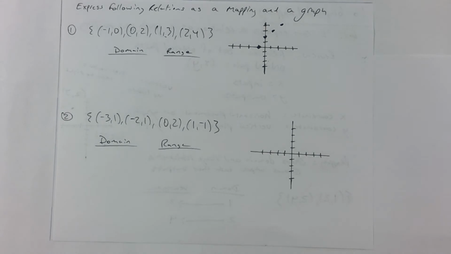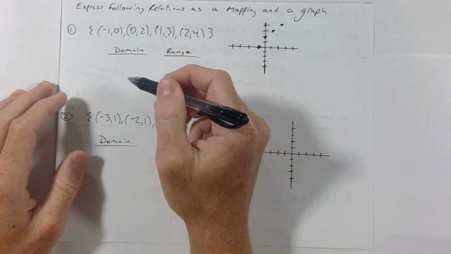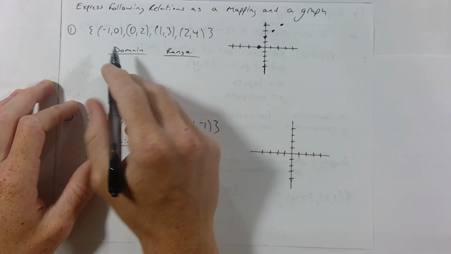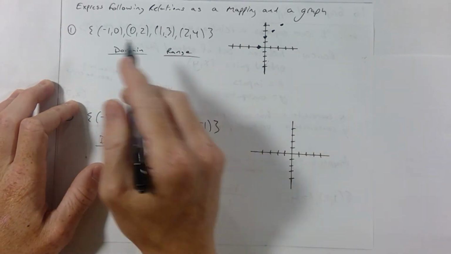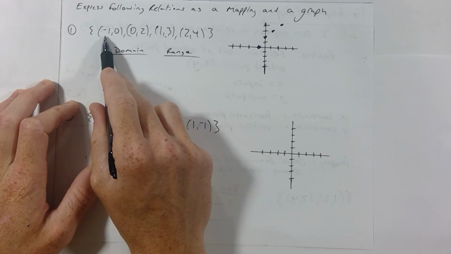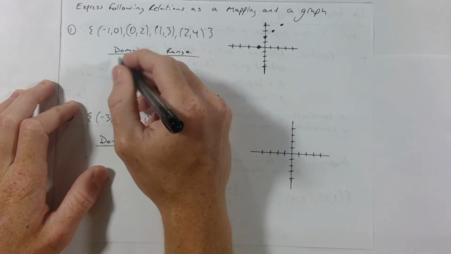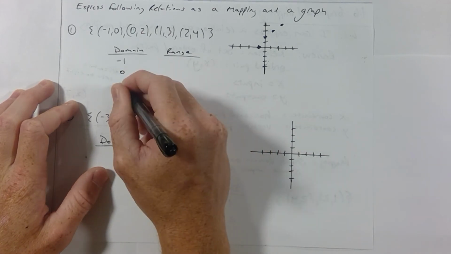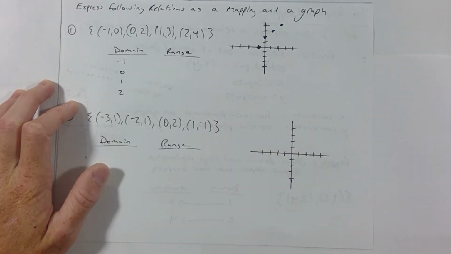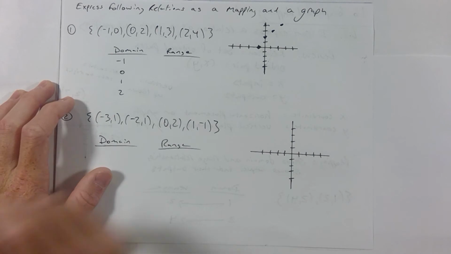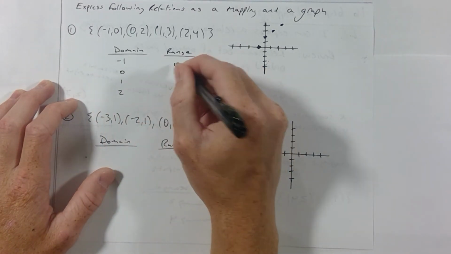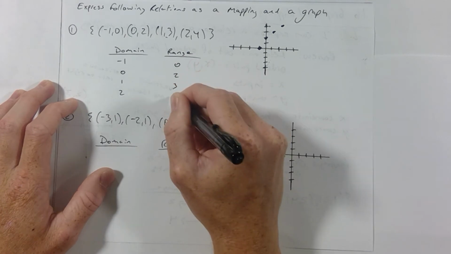And now for my mapping. Okay, so my mapping is showing my relationship between domains and ranges, okay? So my domain here, you got to know what the domain is. Domain are your x values. So -1, 0, 1, 2. I'm going to write them in numerical order. So -1, 0, 1, 2. And then my range, I have 0, 2, 3, and 4.